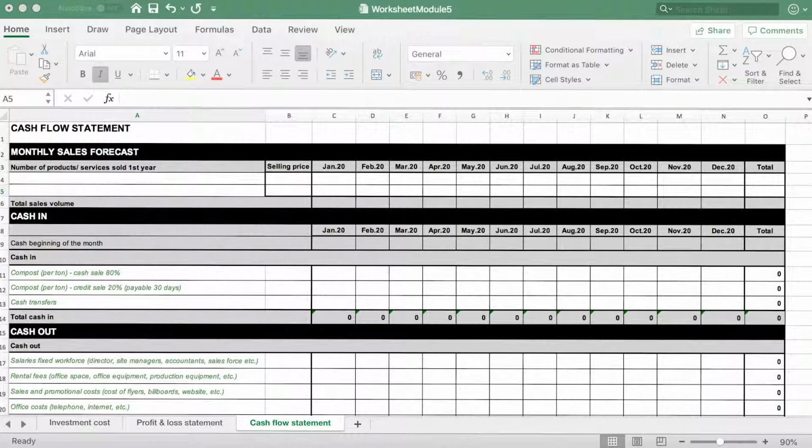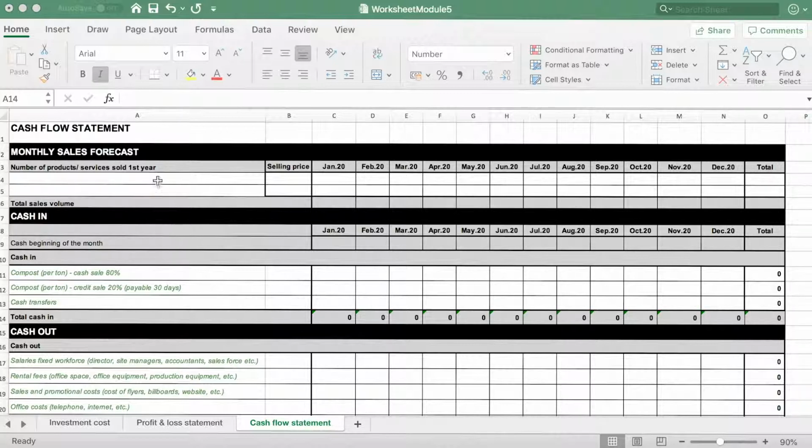Let's have a look at the calculation of the cash flow statement now to make things a bit clearer. Please go to the worksheet of week 1 and open the tab Cash Flow Statement. Again, there is a PDF as well as an Excel version for you to decide which one you want to use. We will go through the example of the composting plant again to explain the calculation to you.